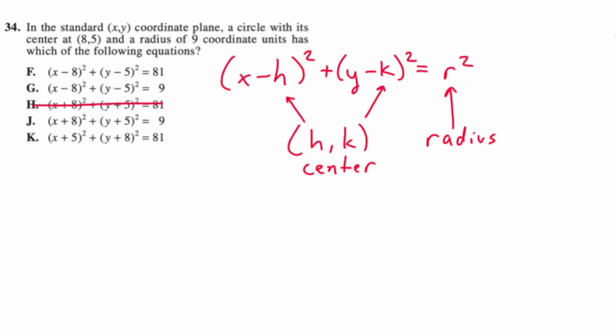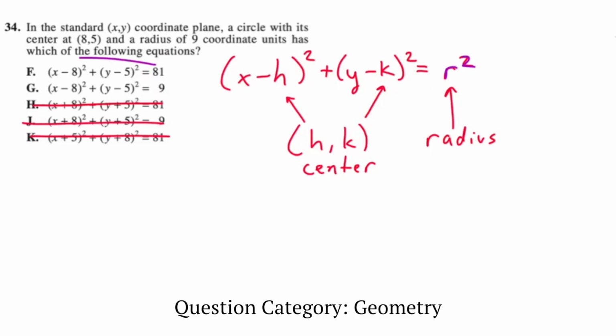So that rules out these three answers. And then they tell us the radius is 9. So if we look at the equation, it does say we have to square the radius. And that's why they have these two options. If you forget to square the radius, you'll think the answer is G. So 9 squared is 81, so the answer is F.